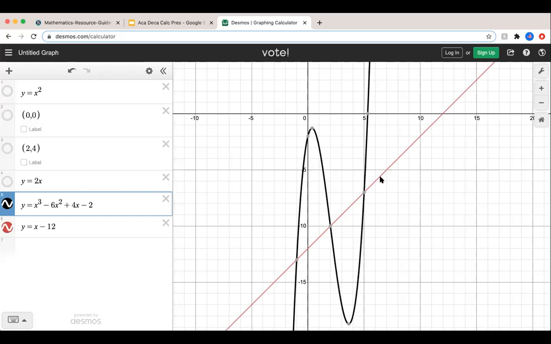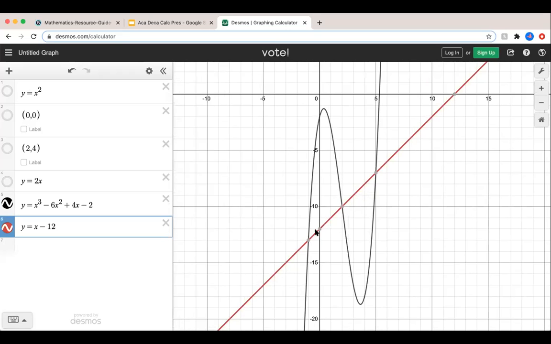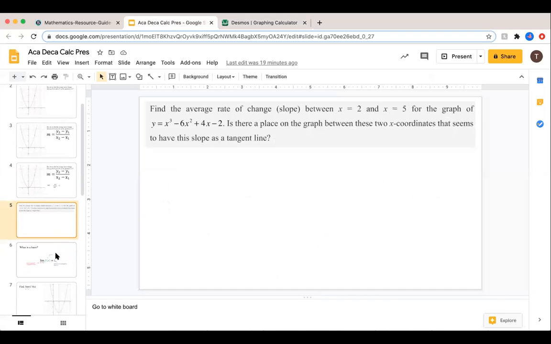So it shows the average rate of change for these 2 points, even though this line is quite different than the parabola, or not parabola, sorry, the function. So this is the line of the average rate of change. Okay. And we're ignoring the last part of this question.